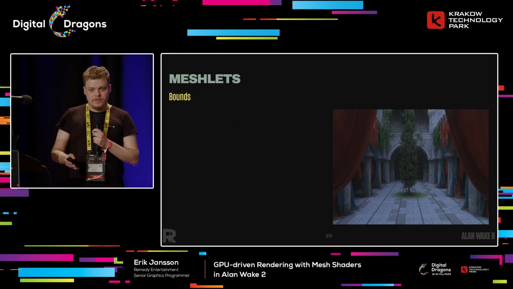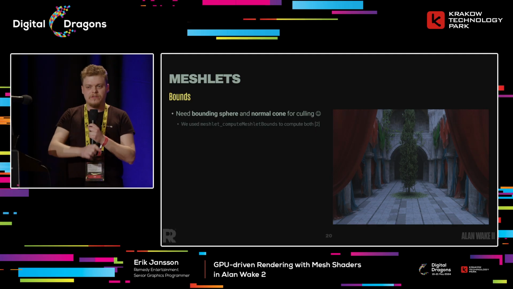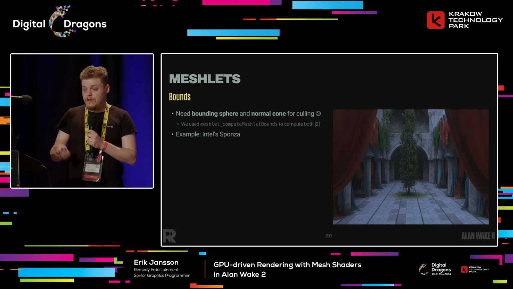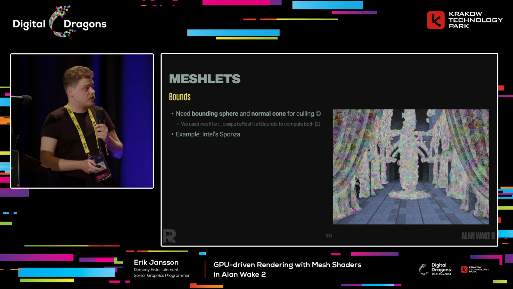So now you have your meshlets. Something else you will need are the bounds. You need this for doing culling. This you can also just do using meshoptimizer, so that's pretty simple. And you have a bounding sphere and a normal cone. The normal cone, you can think of it as the general direction the meshlet is pointing at. It's like a direction and the spread of the normals. Here's an example from Intel Sponza, and here's how the bounding spheres of Sponza look.